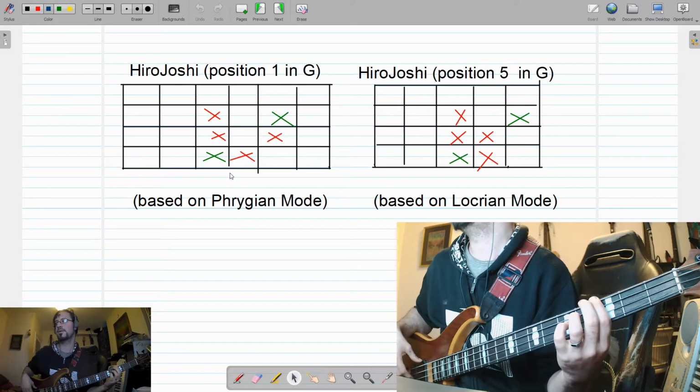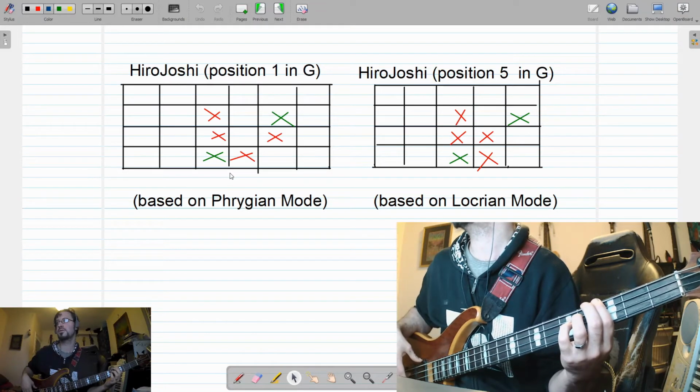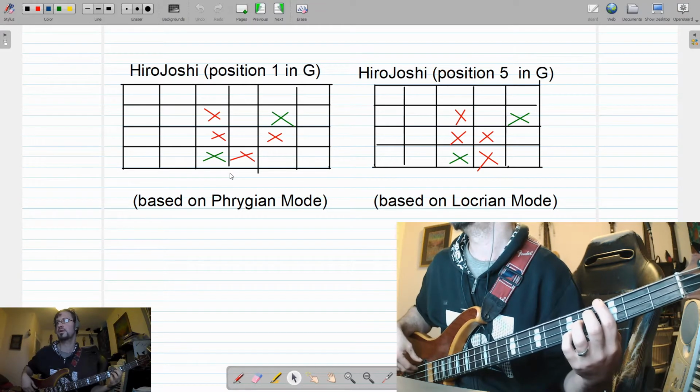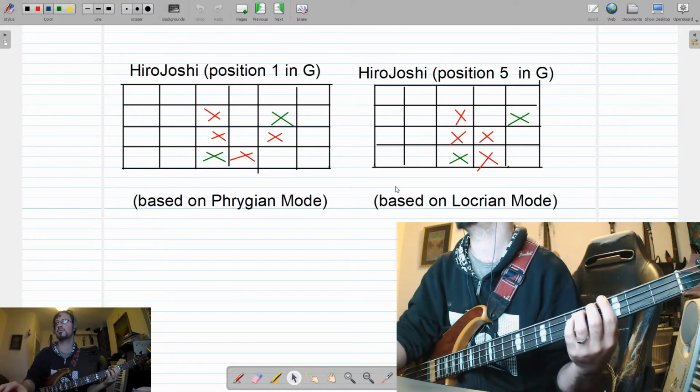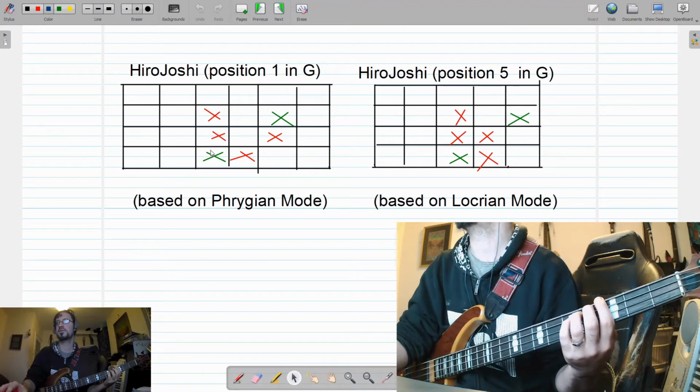I'm not sure if the fifth position is actually also called hirojoshi, but it's the fifth position of hirojoshi, which we've got over here on the right, which is based on Phrygian, which again, in the modes video, will all be explained and it'll become quite apparent. But for now, it's just an example of, you can take more or less any scale, as far as I'm aware, any diatonic scale, and turn it into a pentatonic.